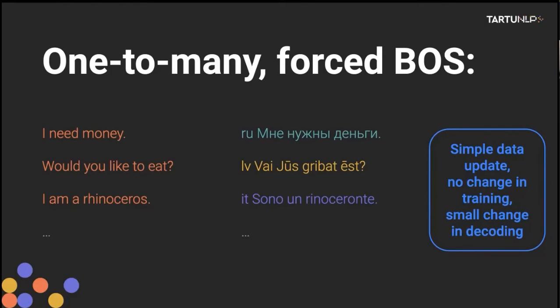So it's again a simple data update. When training, you give it almost the same data, except now you put the output language into the output. There is no change in training. You can again train it with your favorite architecture and so on. And there is a small change in decoding. So the framework you're using has to support this small change in the decoding by forcing the beginning of sentence token. Hugging Face implementations support this.